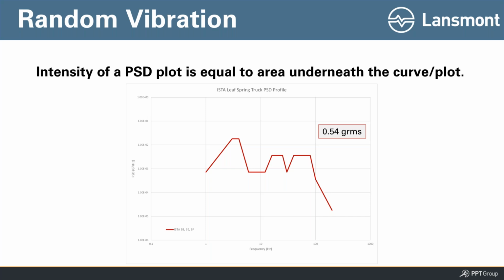Well, where does that number come from? It's equal to the area underneath that curve, the complete area. Obviously, in the Y scale, it doesn't go to absolute zero, but think of it as the area underneath that curve. So if I have a profile with higher peaks or more area across that same frequency, it's going to have greater GRMS associated with it. If there's less area, it's going to have lower GRMS associated with it.